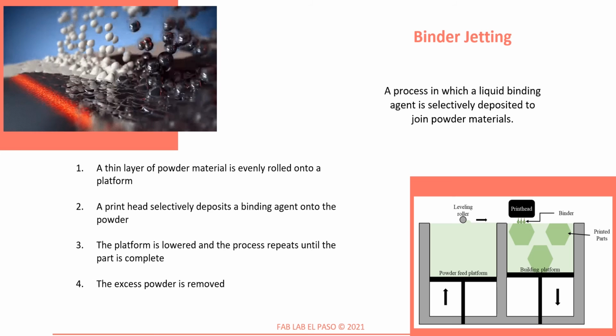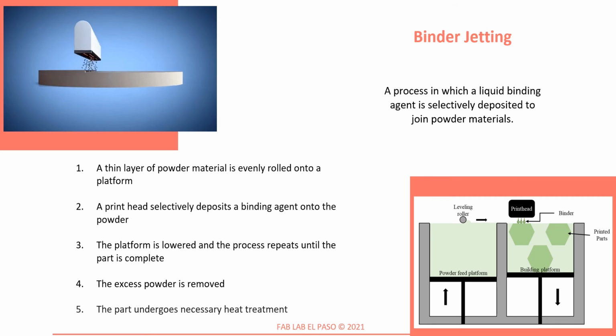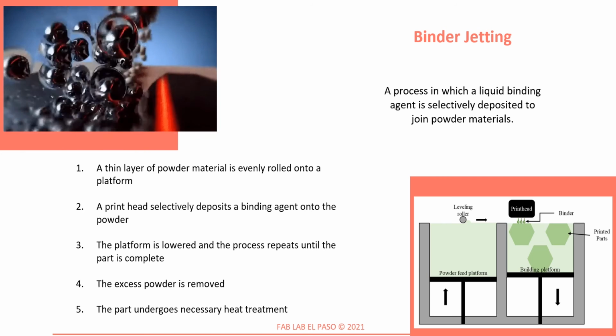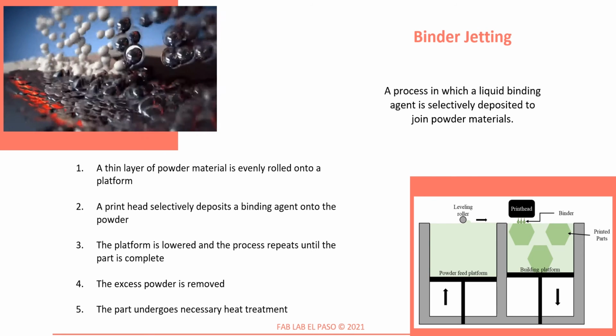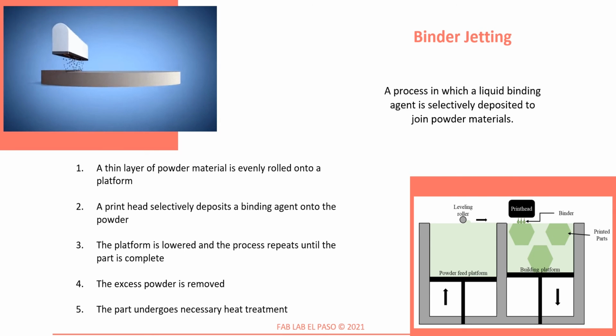The excess powder is removed, and we are left with a part that takes the form of the final shape, but is not yet fully bonded together. The part must undergo a heat treatment, and usually other forms of post-processing, to produce a functional part. Binder jetting materials include polymers, metals, sands, and ceramics.